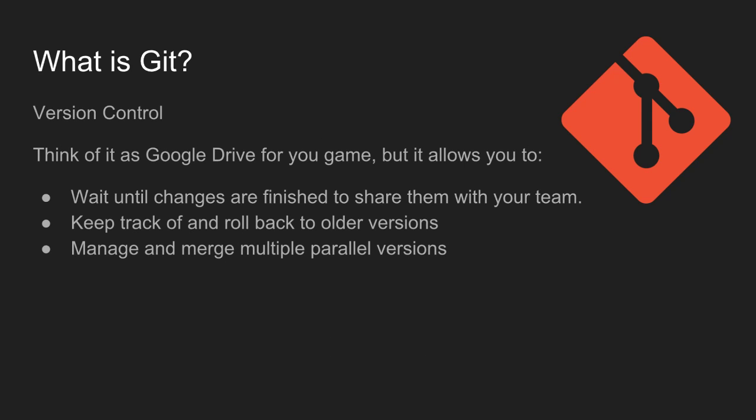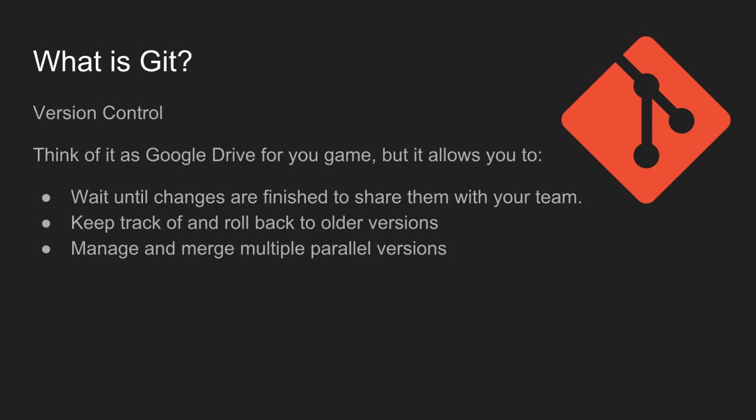So what is this Git thing? Git is what we call a version control piece of software. The easiest way to think of version control is like Google Drive, but for software. And because it's specially built for software, it has a lot of really awesome features that a basic Google Drive or Dropbox or Box or OneDrive or choose your favorite competitor wouldn't have.